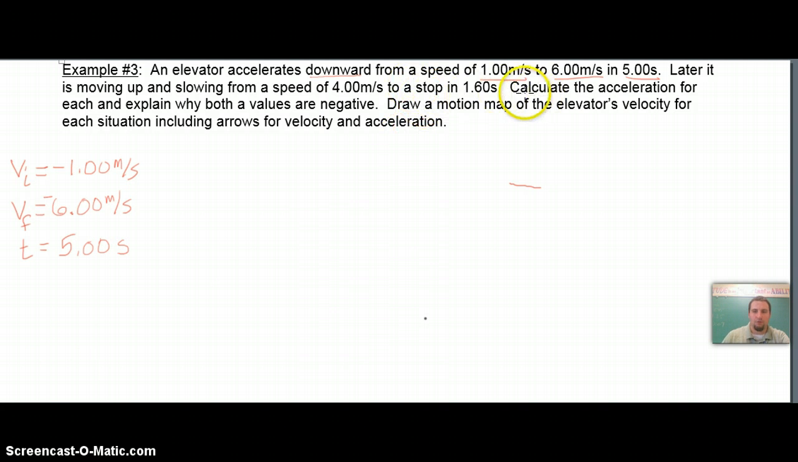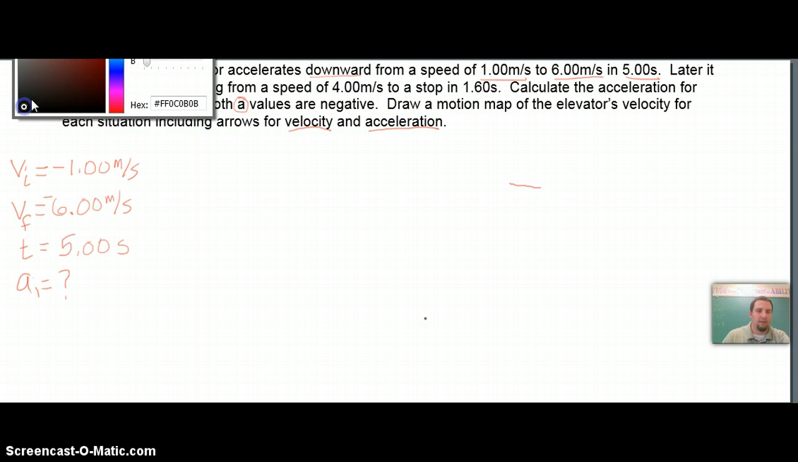So what we're supposed to do is calculate the acceleration for each situation. So we'll say acceleration 1 is question mark. Calculate the acceleration for each and explain why both a values are negative. So again, the a values should both be negative. Let's draw a motion map for each of the elevator's velocities for each situation, including arrows for velocity and acceleration. For a motion map, we include vectors for velocity and a vector for acceleration at each moment in time.